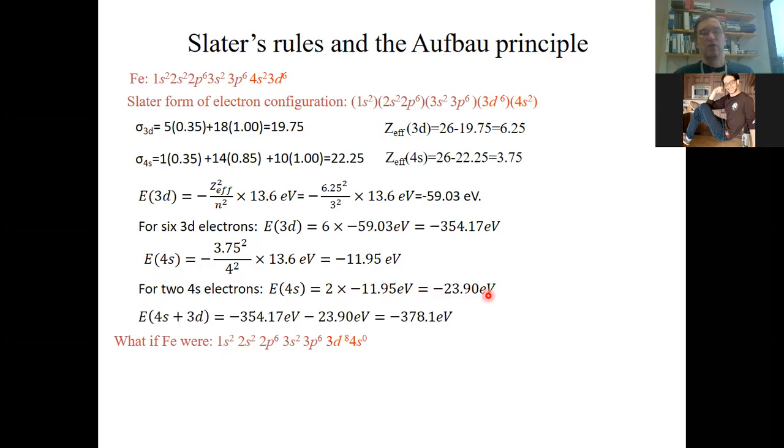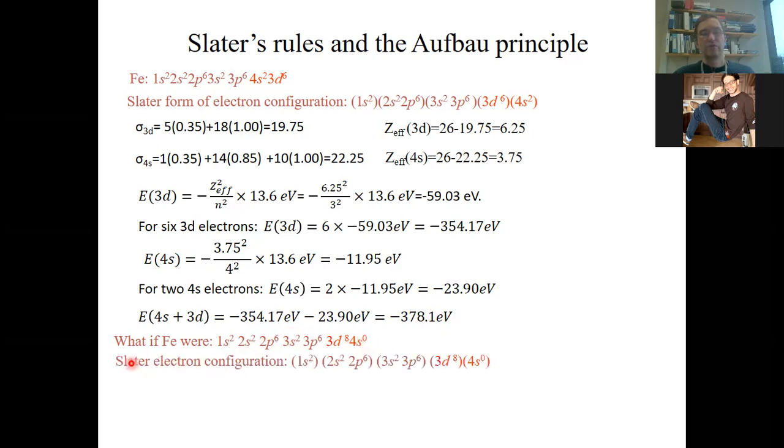So now for the overall electron configuration, considering both the 4s as well as the 6 3D orbitals, we have the sum of that here, and that's minus 354.17 electron volts, minus 23.9 electron volts, and that's minus 378.1 electron volts. So now let's compare this to the other electron configuration here.